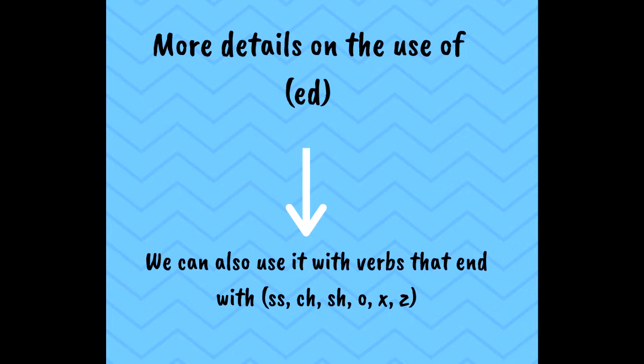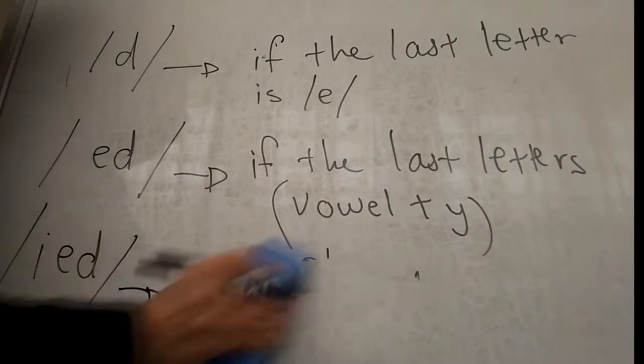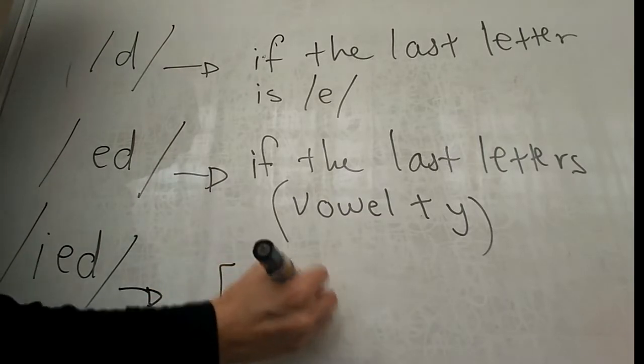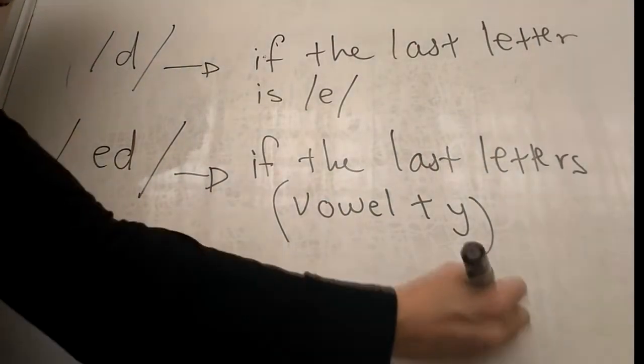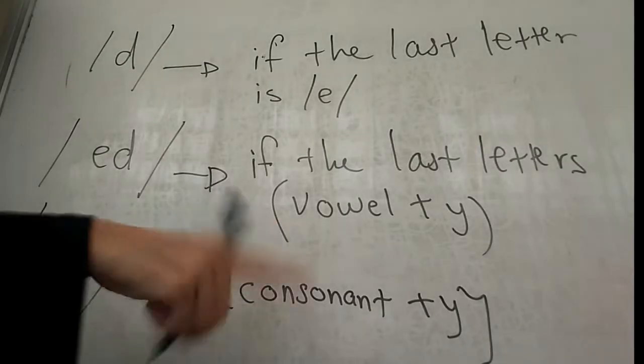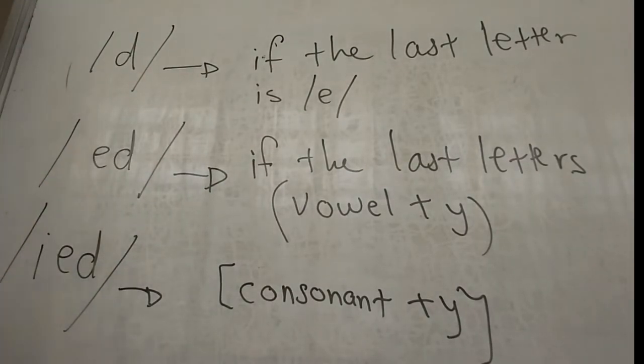There is just one point which I forgot to explain on the whiteboard, and it is related to ED. Well, basically, if the last letters of the verb are SS, CH, SH, X, O, and Z, in this case, we can just add ED to them. Then, when it comes to IED, we use it, right? If the last two letters are consonant followed with Y. So what we do is that we need to cancel Y and add IED. So these are basically the things that you need to know when it comes to writing sentences.